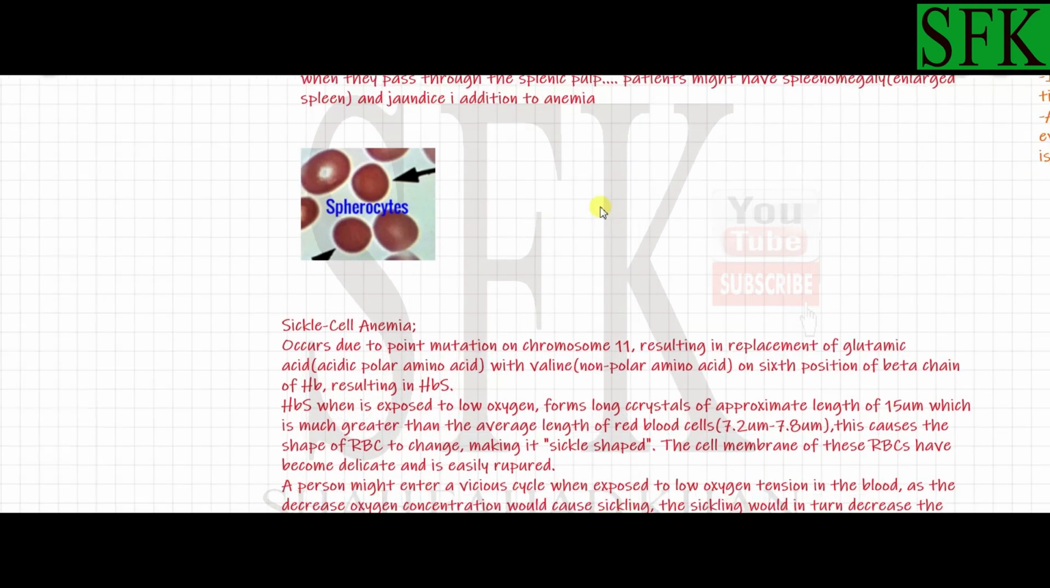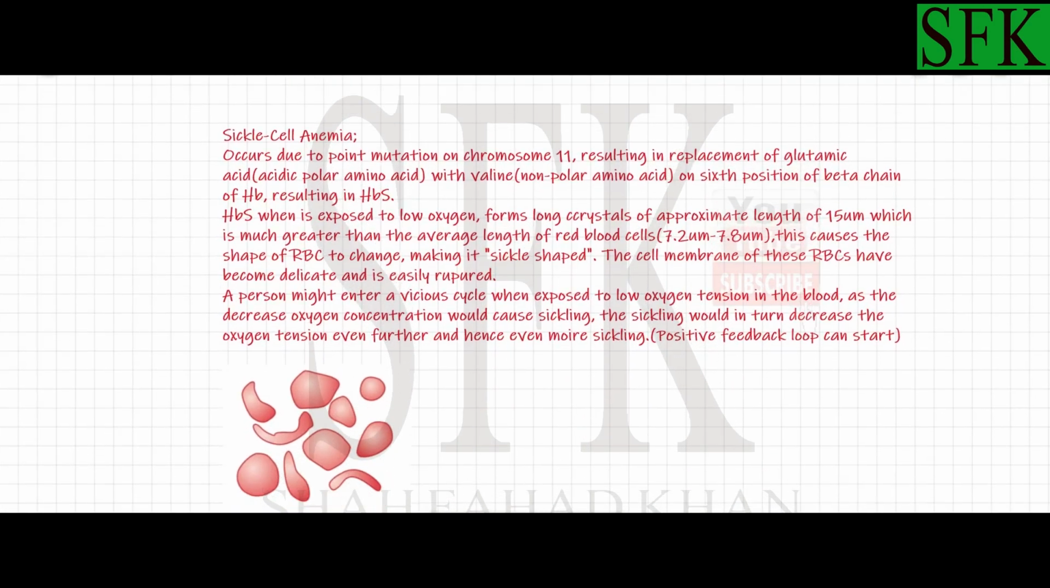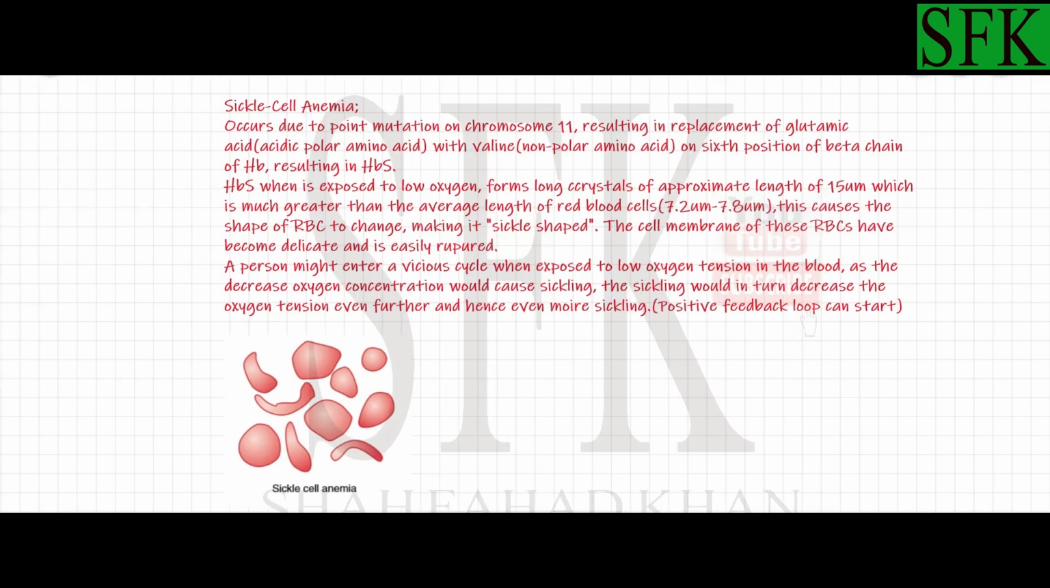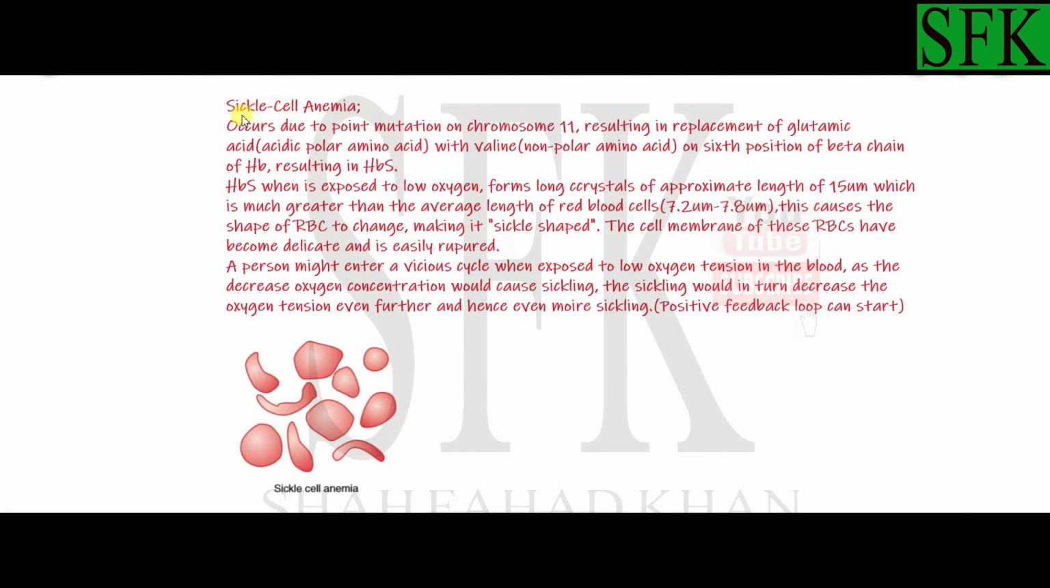Then the second type, sickle cell anemia, the one which I'm assuming you guys are already very familiar with. Let's talk about it. I've gathered all the important points regarding sickle cell anemia right over here. Sickle cell anemia is a hereditary disorder which occurs due to a point mutation on chromosome 11. Point mutation is the same thing as gene mutation.